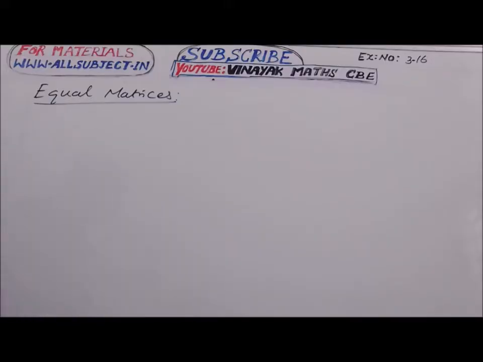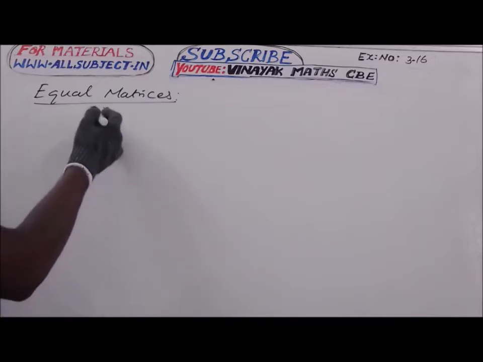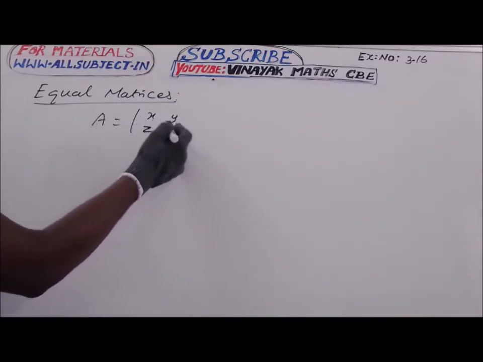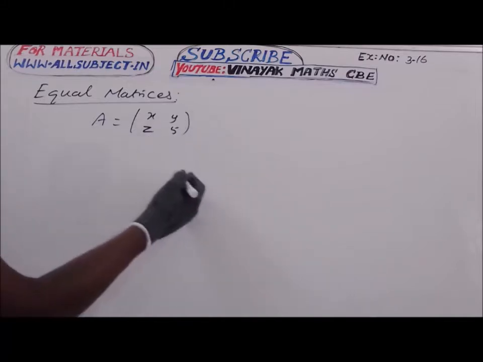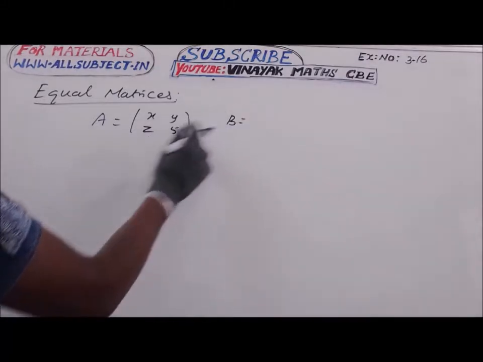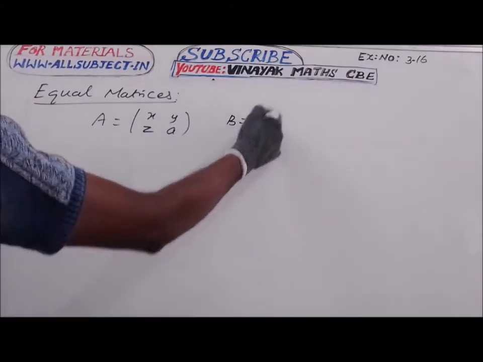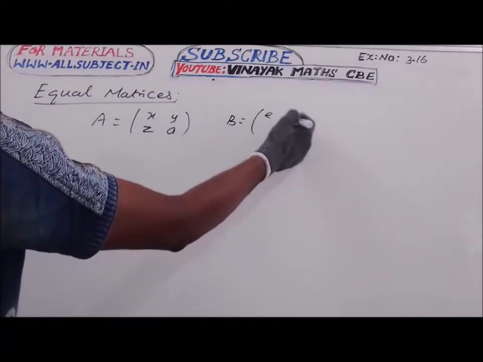Two matrices A and B are said to be equal if and only if they have the same order and each element of matrix A is equal to the corresponding element of the matrix B. A equal to XYZ and 5, and B is some other matrix EFGH.